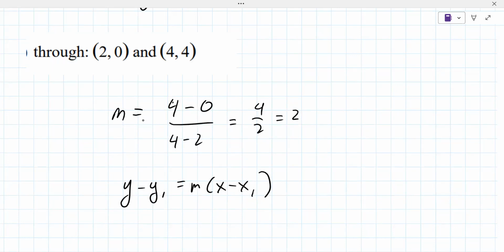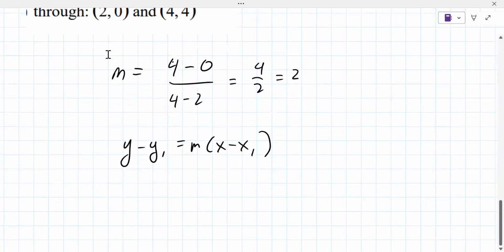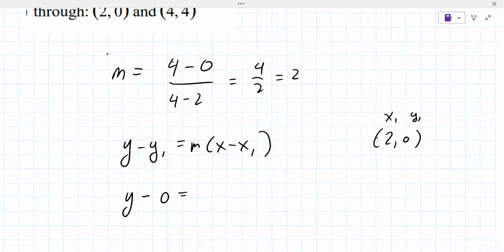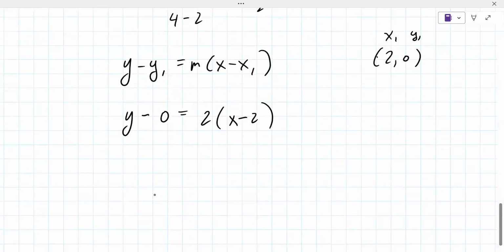Okay, you can actually use either one. So we will use the first one though. So we're gonna use the point (2, 0). So that's your x1 and that's your y1. So it's y minus 0 equals 2 times (x minus 2) like that. Okay. Now you typically don't leave the minus 0 in, so it would actually be written as y equals 2 times (x minus 2) like that. Even though that might look a little bit awkward.